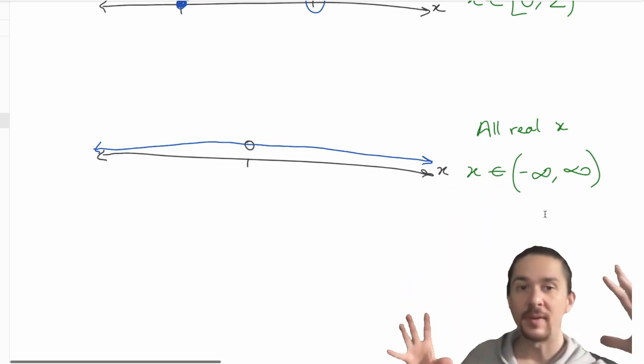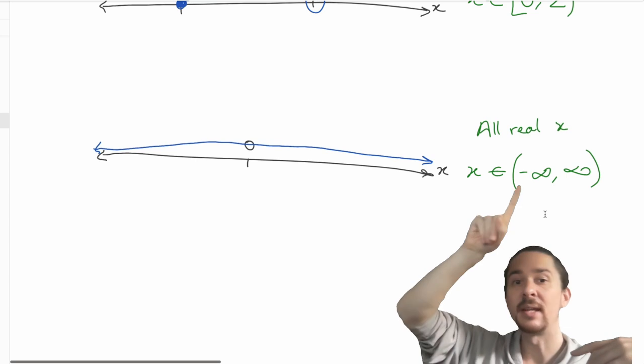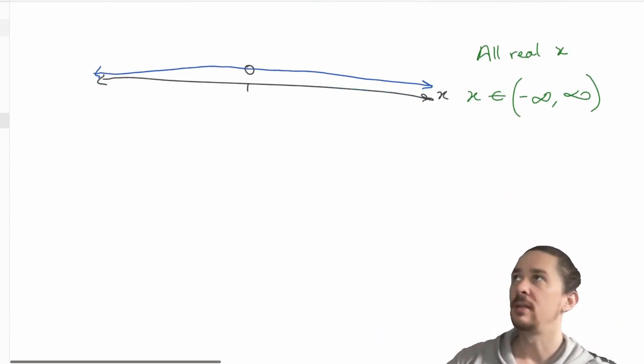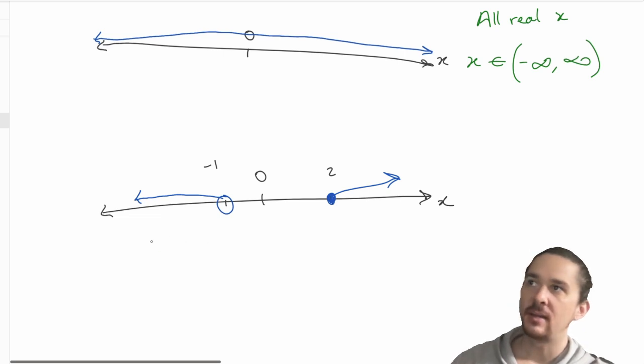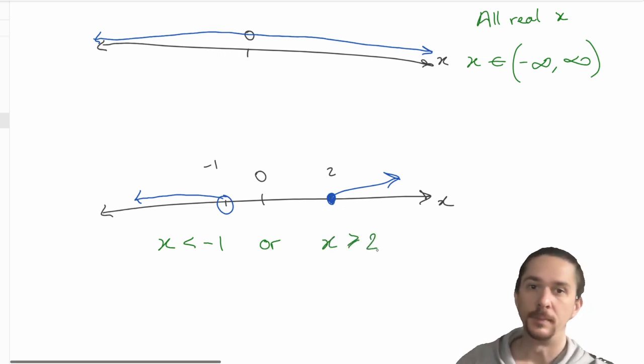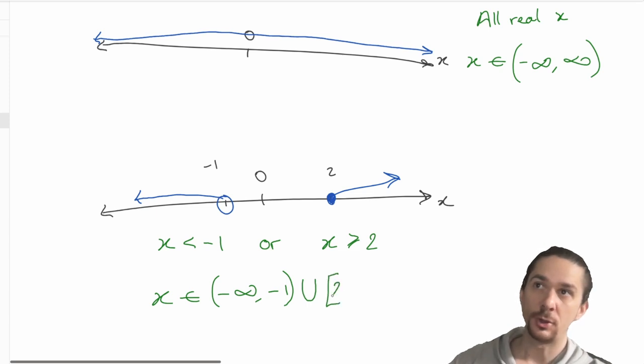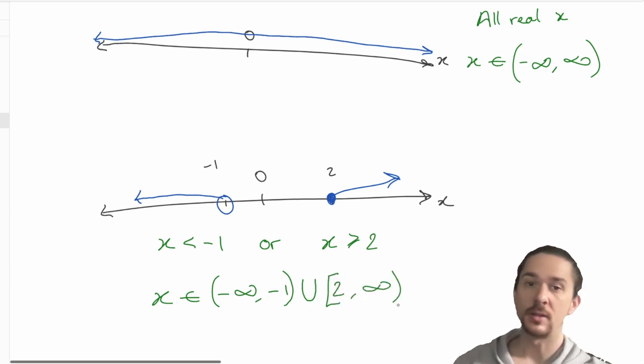Similarly, if all the values are okay, we say x is a member of the set from negative infinity to positive infinity. There's one other possibility. In this case, we would say x is less than negative 1 or x is greater than or equal to 2. In set notation, we would say x is a member of the set from negative infinity to negative 1, not including negative 1, union with the set from 2, including 2, up to positive infinity.